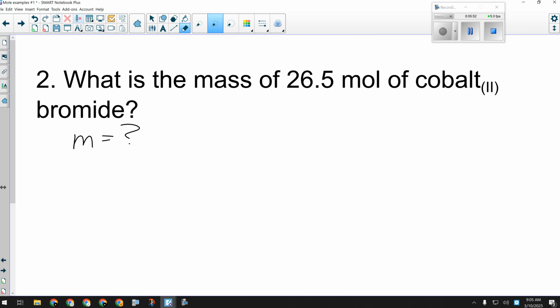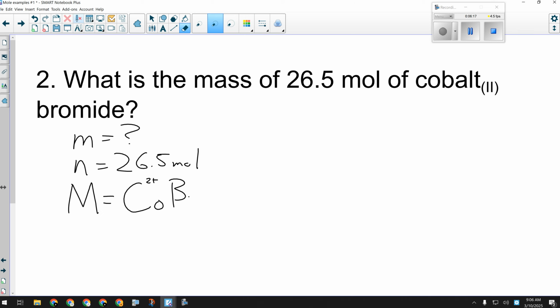What did they just give me? Number of moles, which is what letter? N. Right, they just gave me N. Okay, of cobalt 2 bromide. All right, that's going to help me to get big M, the molar mass. All right, so cobalt 2 plus with bromine minus 1. All right, so when we drop and swap, we should get CoBr2.